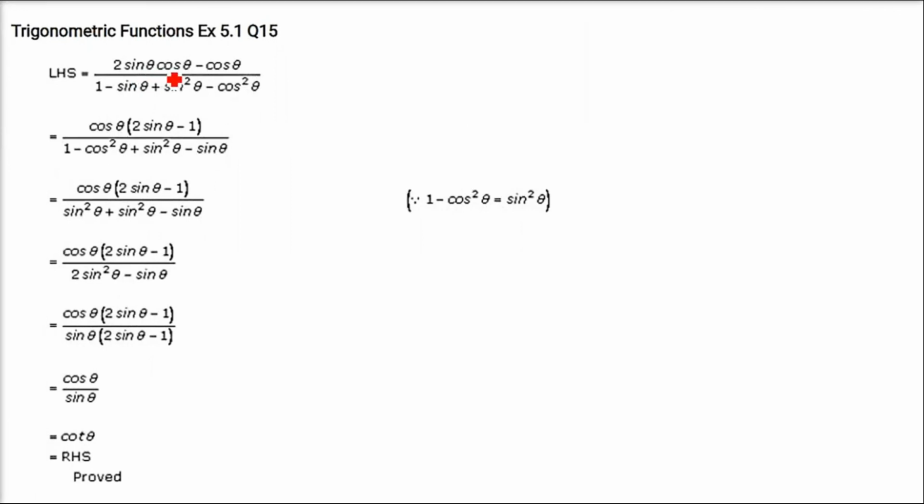Now 2 sin theta cos theta minus cos theta, by 1 minus sin theta plus sin square theta minus cos square theta. We have to prove that it is equal to cot theta. So from here, let us take cos theta common. What is inside? 2 sin theta minus 1. In the denominator, this is 1 minus sin theta plus sin square theta minus cos square theta.